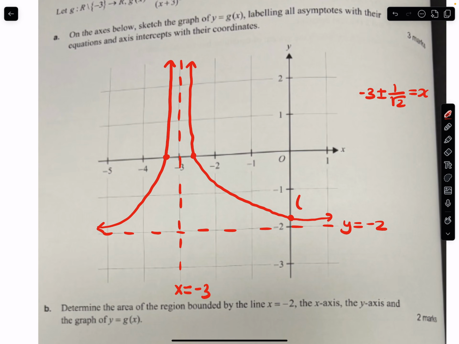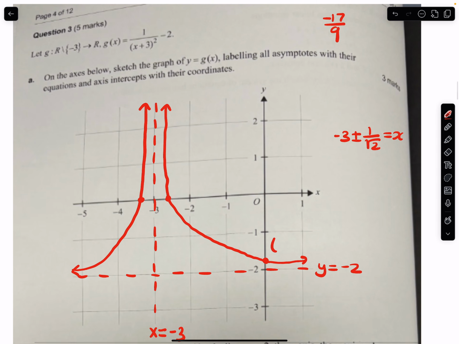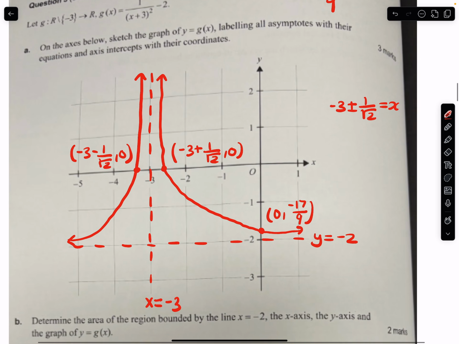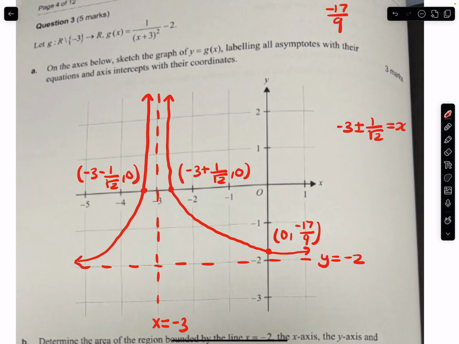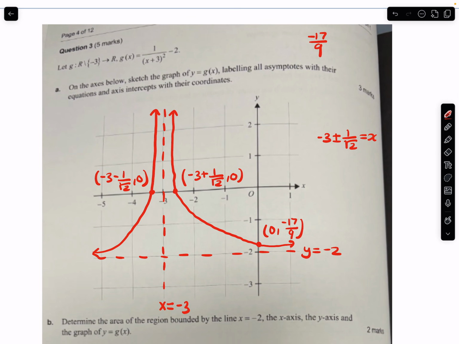So this one over here is, of course, let's label them up. 0, -17 over 9. This one over here is the positive one, so it's -3 plus 1 over root 2, 0. This one over here is -3 minus 1 over root 2, 0. A really nice part here. Have I labeled everything? Yes, so the equations of the asymptotes and the actual intercepts, yes, that looks quite good.